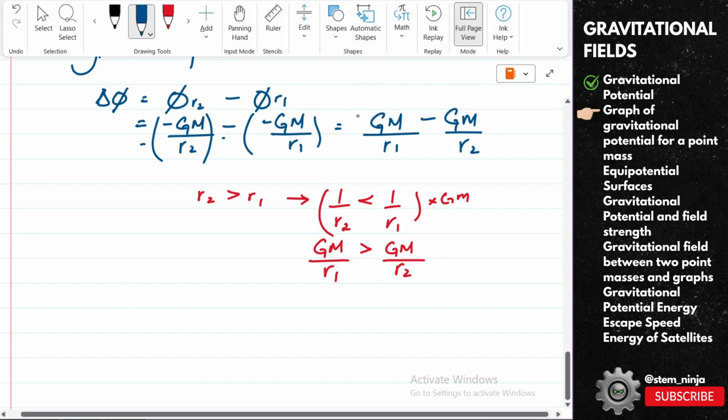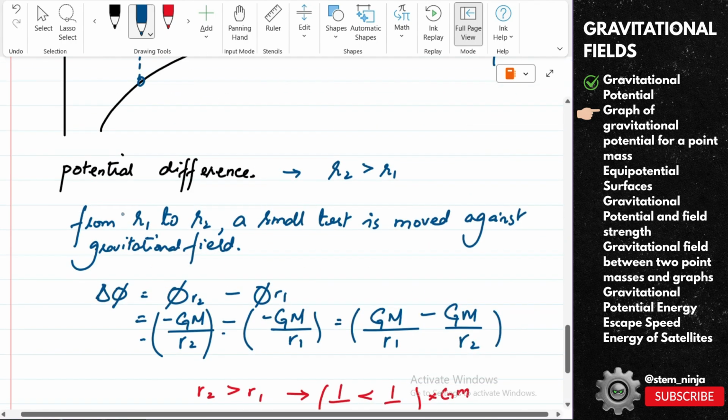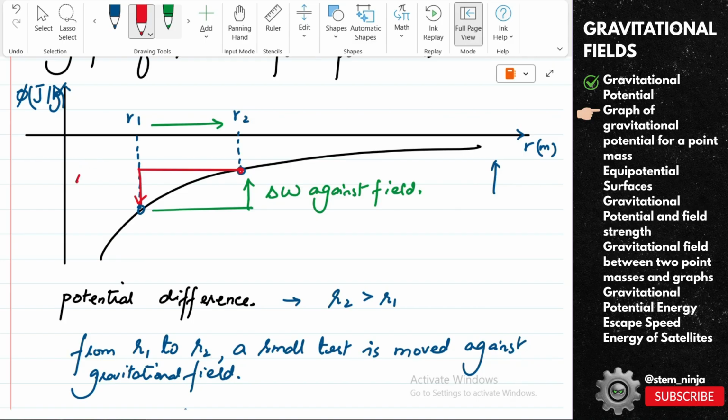This also means that the work done to move from R1 to R2, that means from a point closer to the mass to farther away, you need to increase the potential, and that means we need to apply work against the field. Okay? And to bring the mass from R2 to R1, we are reducing the potential to a more negative value. This means that the work done is by the field. That means work done by the field should be positive. Work done against the field would be negative in that same sense.